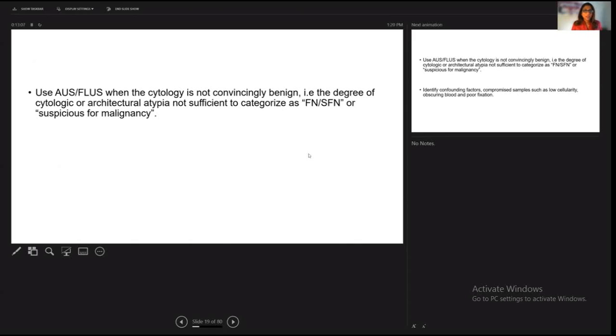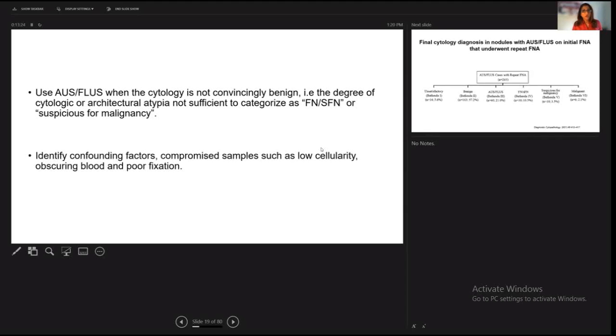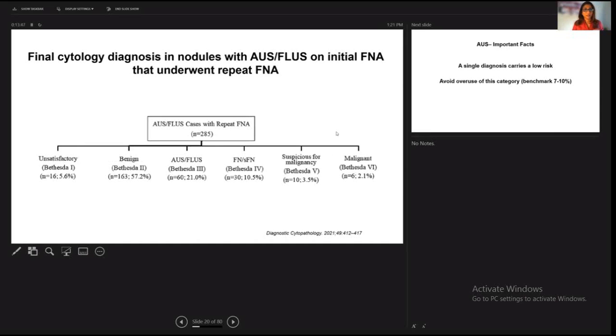It's not convincingly benign. That means the degree of cytologic or architectural atypia is not sufficient to bump it up higher as follicular neoplasm or suspicious, but you're not able to bump it down to benign. So that is when you really use this AUS category. This is where I like people to liberally use this category: when there are confounding factors, like compromised samples, such as very low cellularity or obscuring blood and poor fixation. You don't want to pull a muscle and name that as either benign or something worse, because this is exactly where you want to use this category.